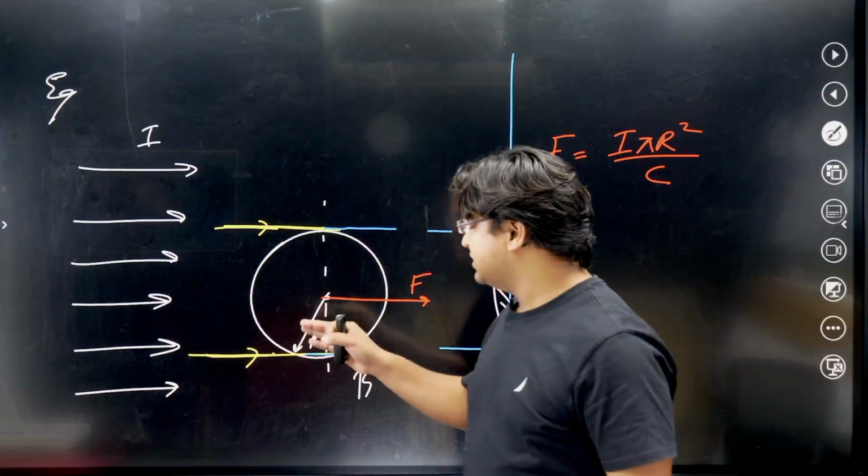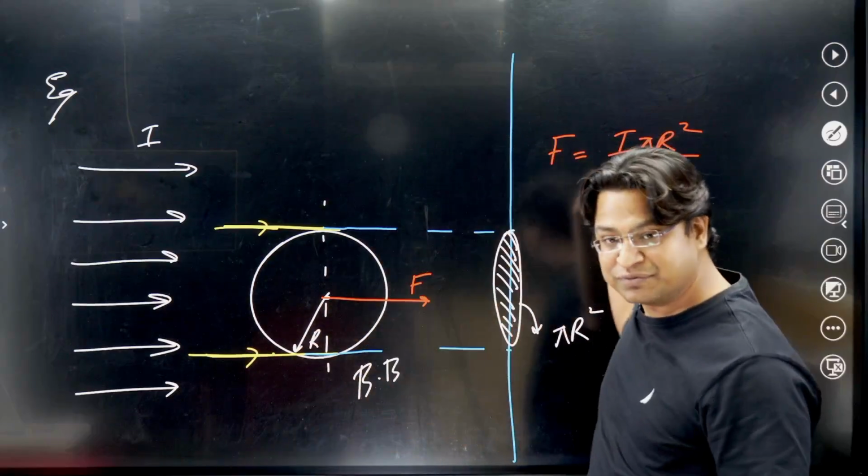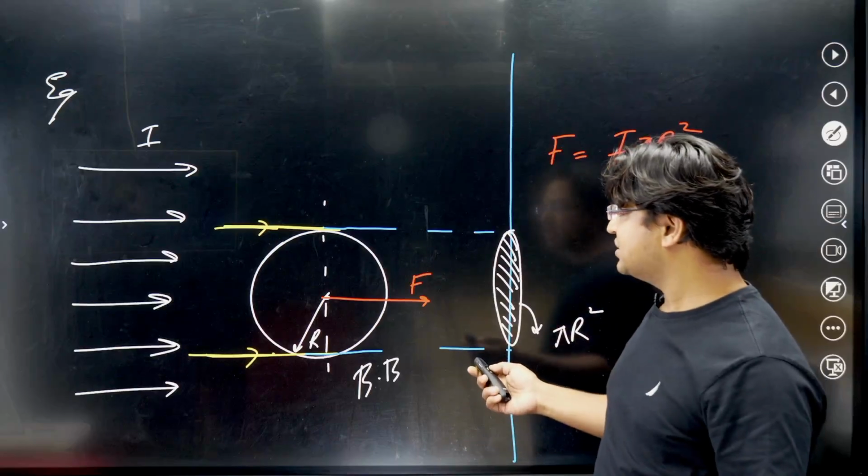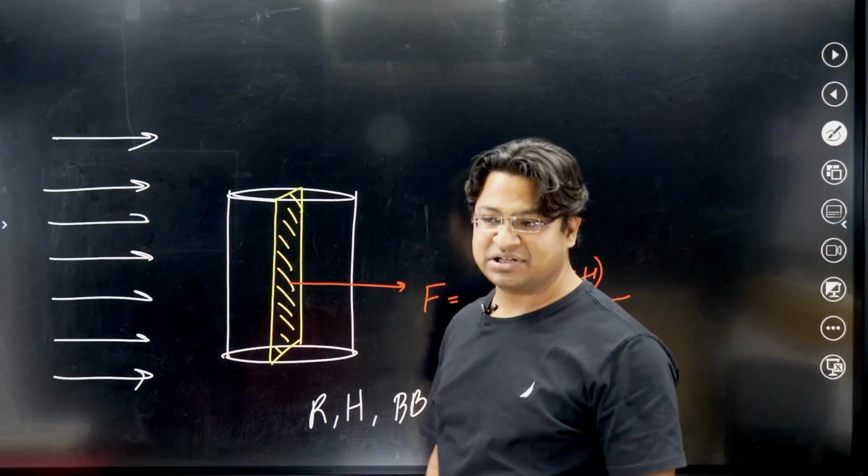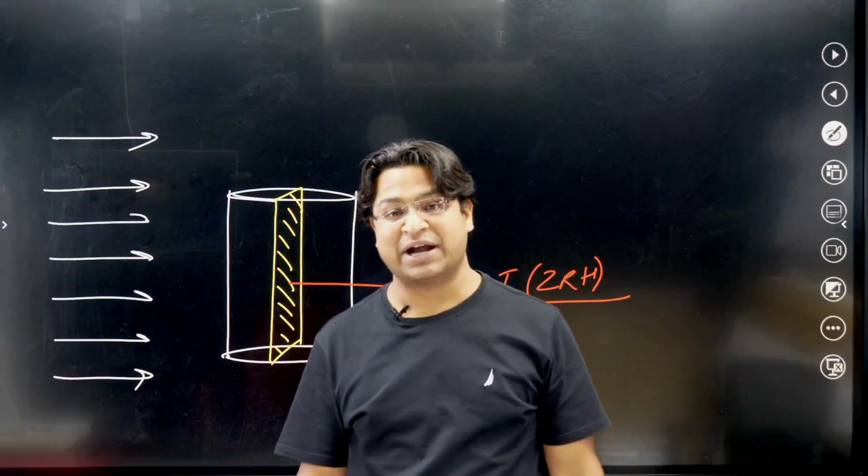So what if I say that the reflection coefficient is 0.5? The force will still remain the same. In this case, if I say that the reflection coefficient is something else, let's say 0.5, then what amount of force will act?